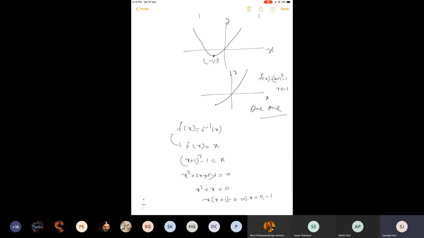So whatever are the solutions of f(x) equal to x, the same will be the solutions of this. So statement 1 is true. Because what is statement 1? The set of x such that f(x) equal to f inverse(x) is {0, −1}. Yeah, that's correct. Statement 2 is correct.